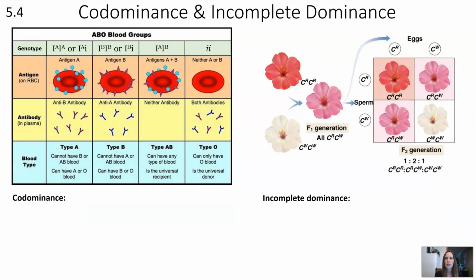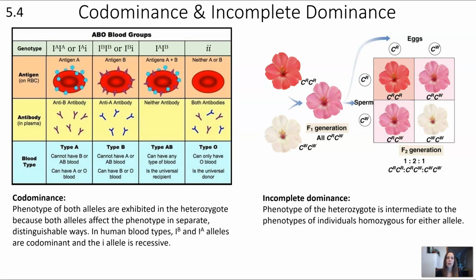Another example of non-Mendelian genetics, codominance and incomplete dominance. An example of codominance are the A and B blood types, or alleles for A and B. And incomplete dominance, you can see on the right here, as the flower color. So see if you can define codominance and incomplete dominance using these diagrams to help you out. Codominance is where the phenotype of both alleles are exhibited in the heterozygote, and this is because both alleles affect the phenotype in separate distinguishable ways.